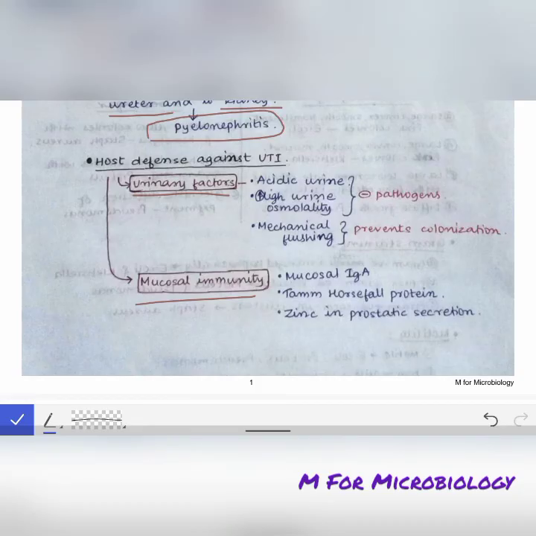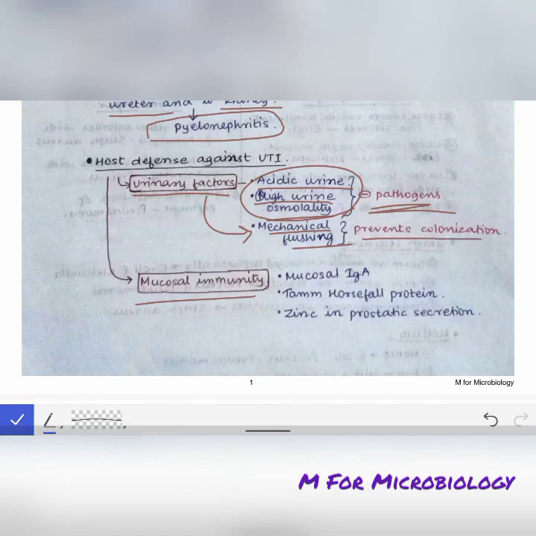Okay, so in the urinary factor we know that the urine is acidic, and the urine has a very high osmolality. These two factors inhibit the growth of pathogens, and also the urine passes very rapidly through the urinary tract. This is called mechanical flushing, and due to that mechanical flushing, the colonization of the bacteria on the tract is inhibited. So these are the urinary factors which are protecting us from the UTI.